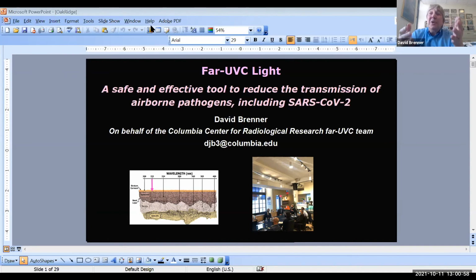Suppose you install them in a school and you try to do a study in a room where they've got them turned on and a room where they don't. The kids in that school are potentially exposed to viruses in places outside that schoolroom, like in the schoolyard or at home. So to power up an epidemiological study is, I think, impossible.